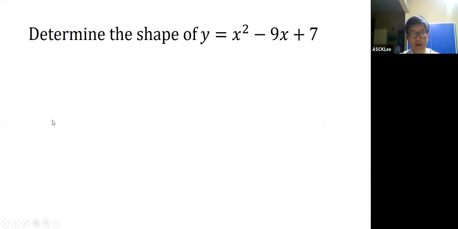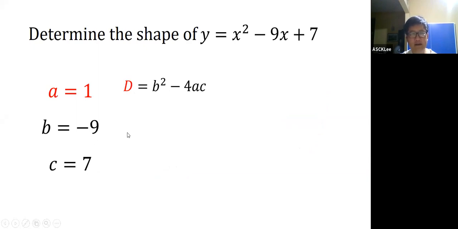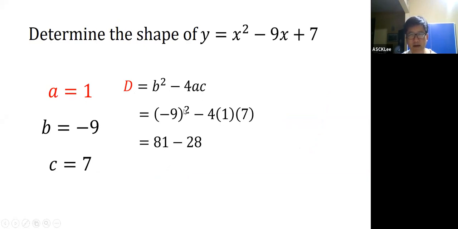Last one. Determine the shape of this one here. Again, we are not interested in the precise values. We just want the shape for now. So this we have done. Now we calculate the discriminant. B squared is -9 squared, -4, A is 1, C is 7. So we put all this together. -9 squared is 81. -9 times -9 is 81. -4 times 7 is 28. So 81 minus 28 gives me 53.